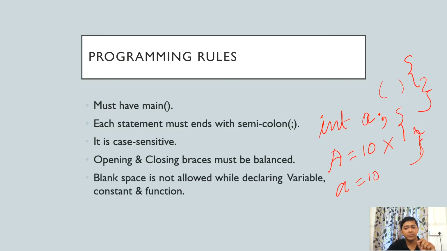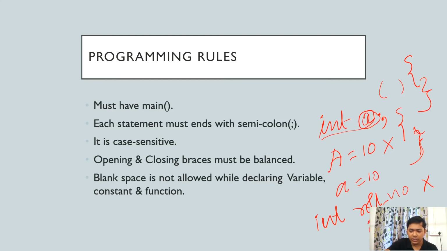Blank spaces. Whenever you declare an identifier, a variable, here A is a variable, these things I'll explain afterwards. The variable name does not allow blank spaces. For example, you cannot declare int roll number like this. This is an error. What you can do is add an underscore here, otherwise you can write it together.